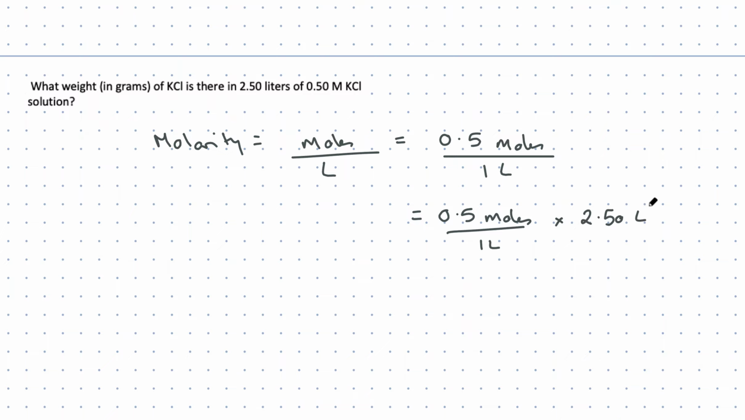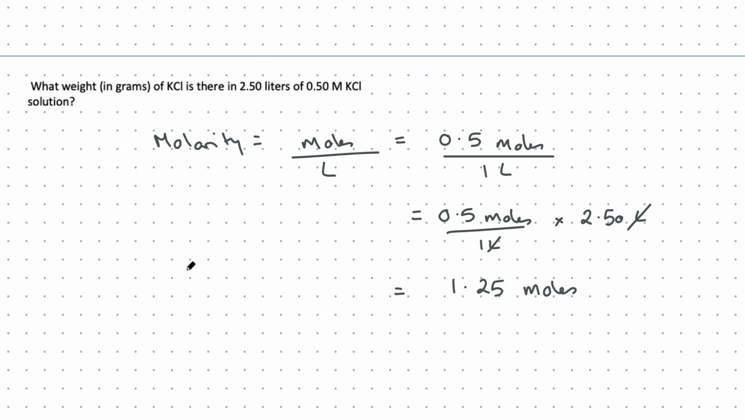And again, look, the units can guide you here. You wanted to just get moles on its own, no longer have litres on the bottom. If you multiply by litres, it'll drop out. And if you multiply this out, it tells me that I have 1.25 moles of the substance. So in a 2.5 litre bottle of our KCl here, or potassium chloride solution, we have 1.25 moles worth of it in there. Now, they didn't want us to get moles, they wanted us to get grams.